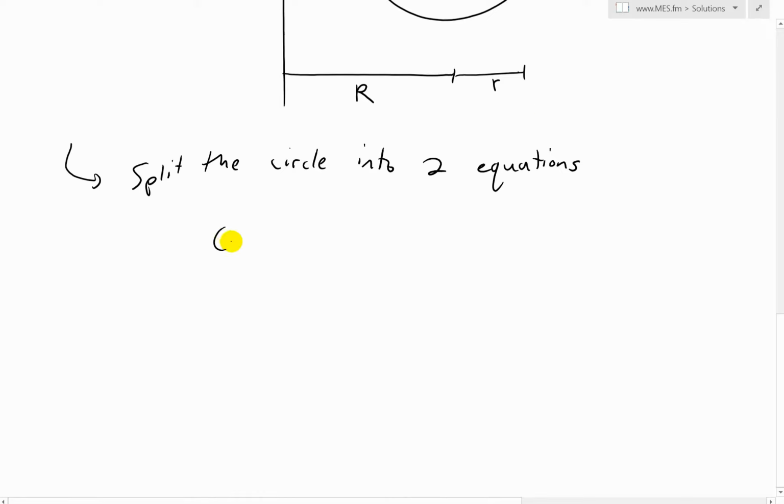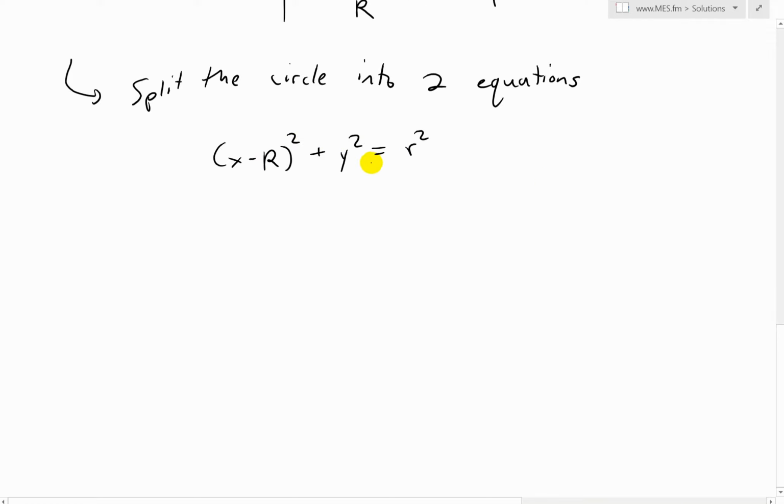So what we'll do is we go to the circle equation, x minus r squared plus y squared equals r squared. So we're going to write x as a function of y, just to get rid of this x minus r squared. So move this around and then square root. What we end up having is x minus r squared is equal to, well, this is r squared minus y squared, square root both sides.